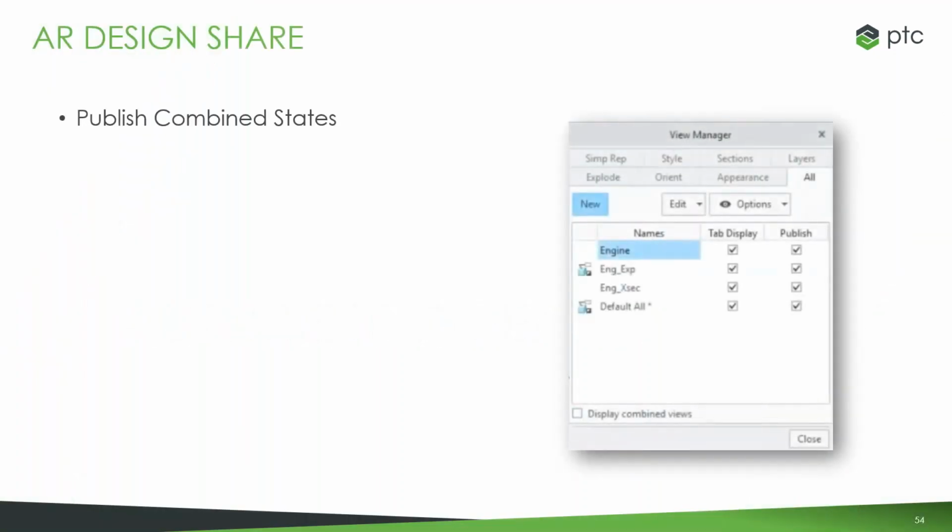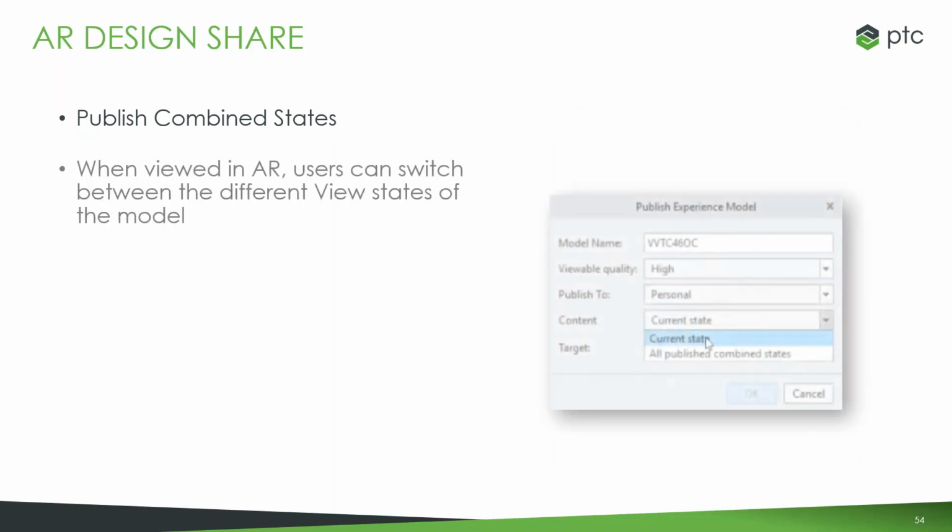And now you have the addition to be able to publish to augmented reality combined states. So you can not only publish your standard model, but also combined states of your model, including simplified reps, exploded views, section views, different appearances. Once you're viewing that model in augmented reality, you can switch between the views very easily. Just slide back and forth, pop between one and the next to really get an idea of what's going on in your model.